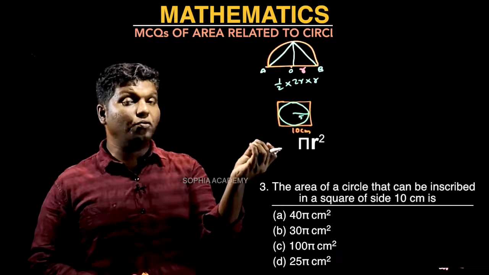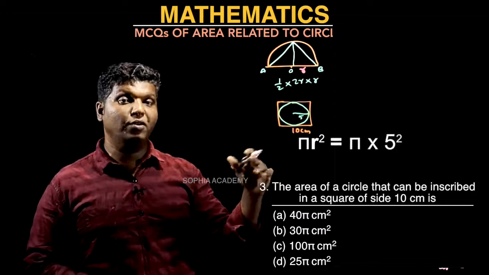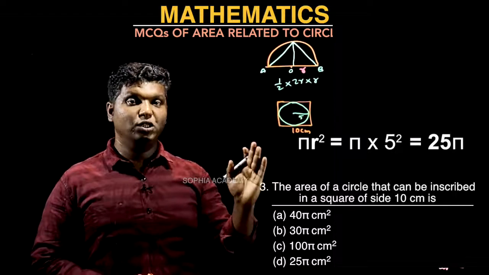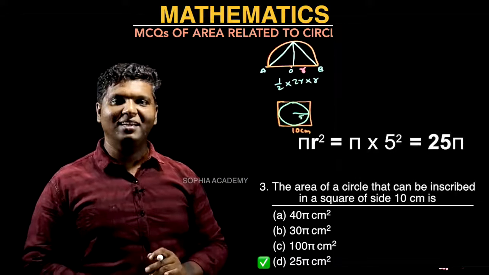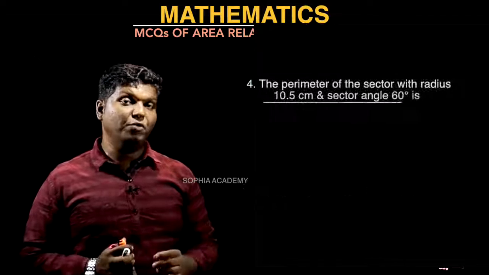So the equation to find the area is pi r square. Now the r is 5. 5 square means 5 is 25. So 25 pi. Is there that option? Yes. The fourth option, 25 pi, is the answer for this question. You got it. So here goes the next question before you.